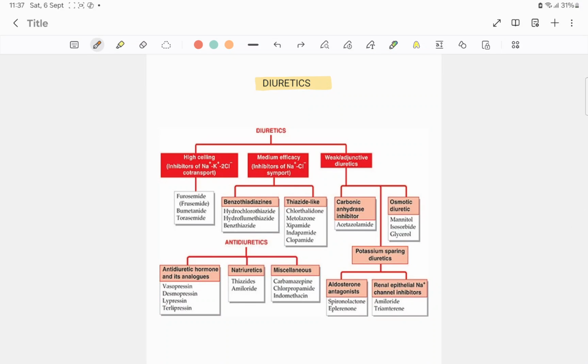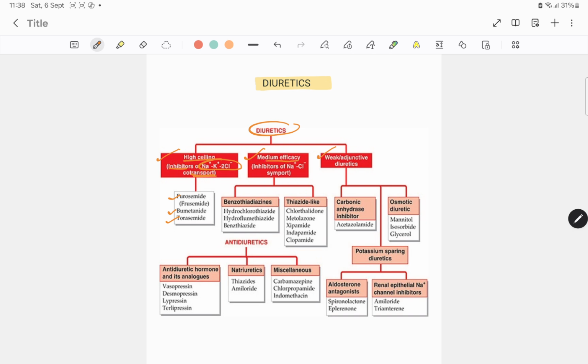On today's topic, we are going to see about diuretics. First, we'll see the classification of diuretics. The diuretics are mainly classified into three types: high ceiling diuretics, medium efficacy diuretics, and weak or adjunctive diuretics. High ceiling diuretics are the inhibitors of Na+ K+ 2Cl- co-transporter. The drugs under the high ceiling diuretics are furosemide, bumetanide, and torsemide.